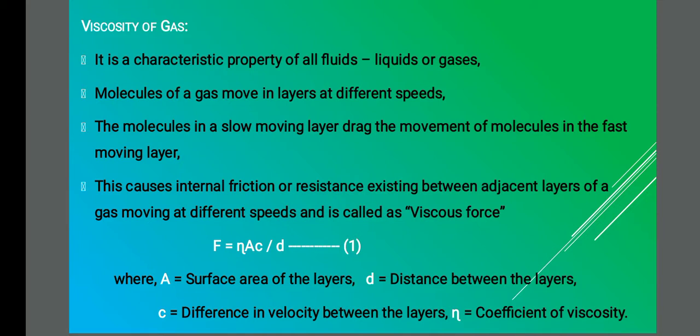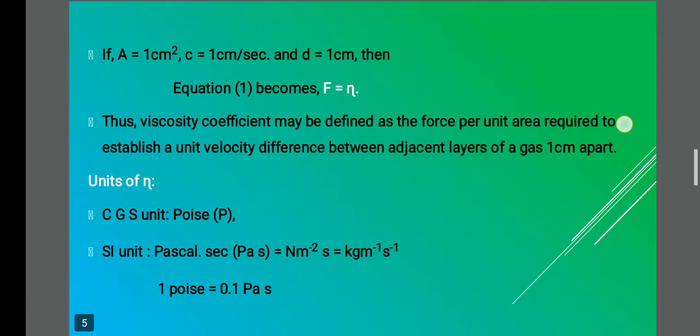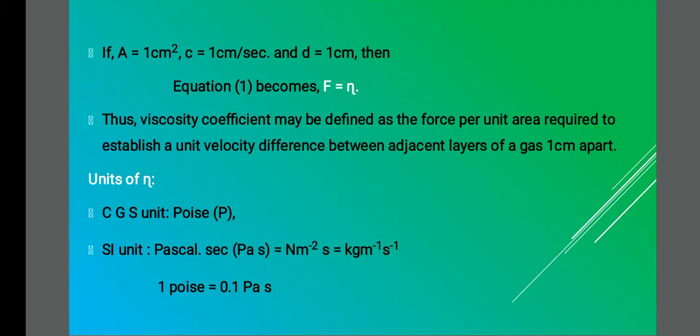So if we put the value of A, C and D as 1, we get F is equal to eta. So you substitute A is equal to 1 centimeter square, C is equal to 1 centimeter per second, D is equal to 1 centimeter in the above equation. So what you get there is F is equal to eta.